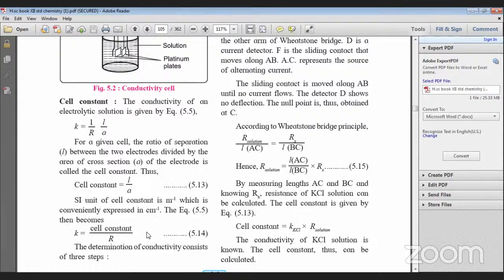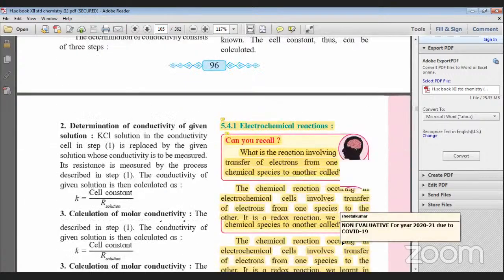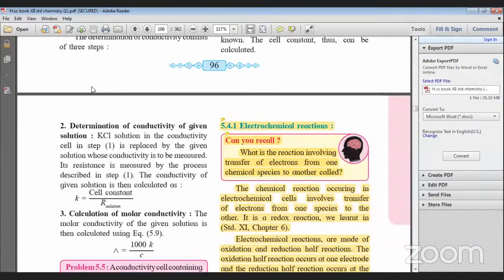So what is the formula for cell constant? We have seen K is equal to cell constant divided by R. So the R value is known, the value of K is also given. When we multiply K into R, we will get the cell constant value. So we can calculate the cell constant for a particular solution of an unknown resistance.